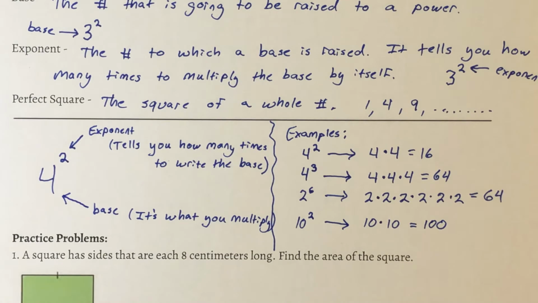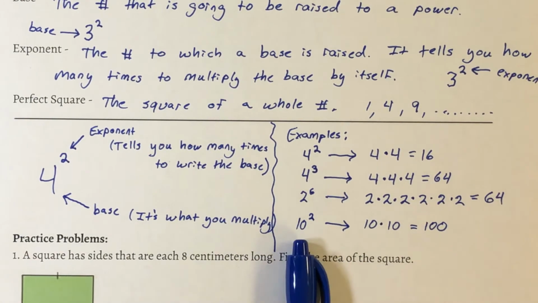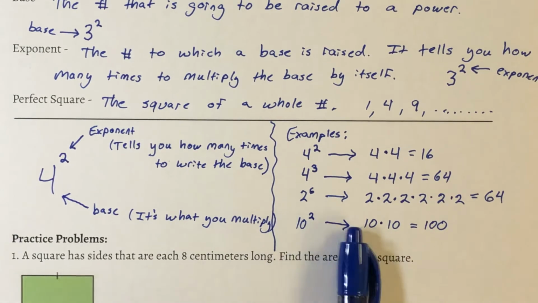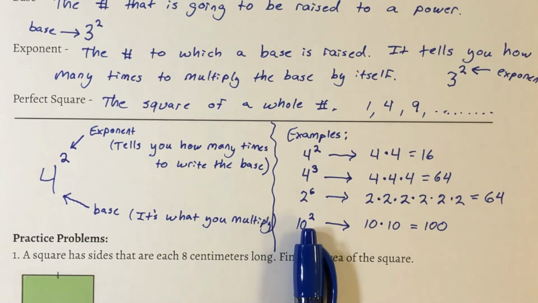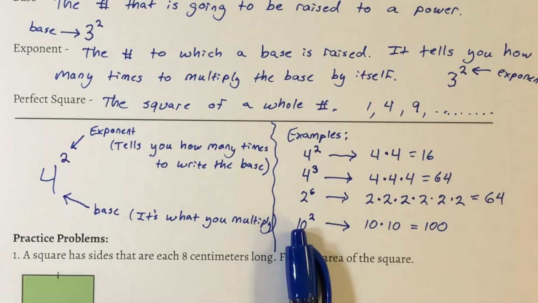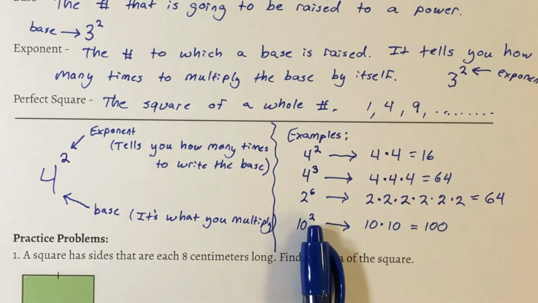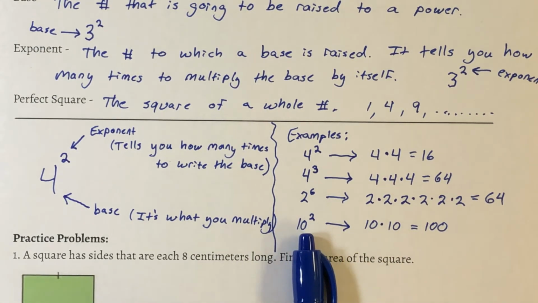Now, an interesting thing, when you have exponents with numbers that end in 0, that exponent can act as a shortcut and tell you basically how many times to write that 0. So on 10 squared, technically we're doing 1 times 1 and getting 1, and the 2 tells me that I can write down 2 zeros. Zeros are always your friend. They're super nice. They make problems a lot easier.